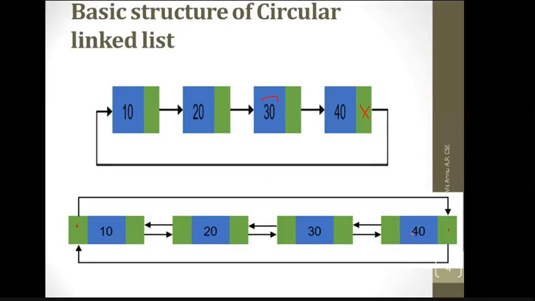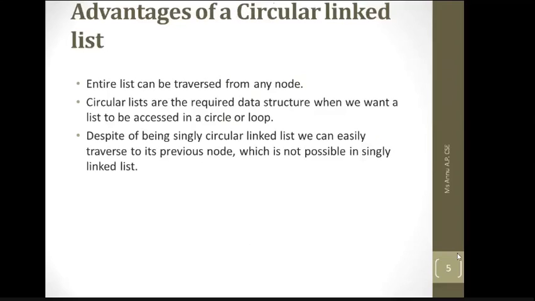Okay, so by storing these addresses, you can access each and every node in a circular manner, and you have the accessibility of every node from any other node in this given list. Okay, now there are some advantages of circular linked list. The entire list can be traversed from any node, as I already told you, and circular lists are the required data structure when we want the list to be accessed in a circle or loop.